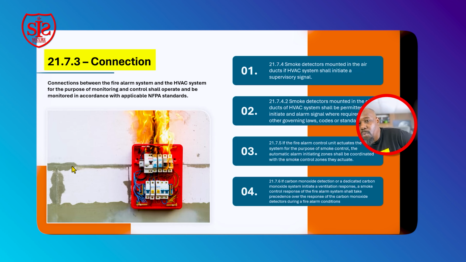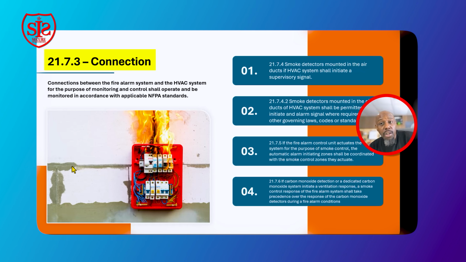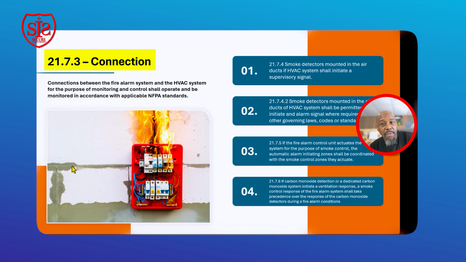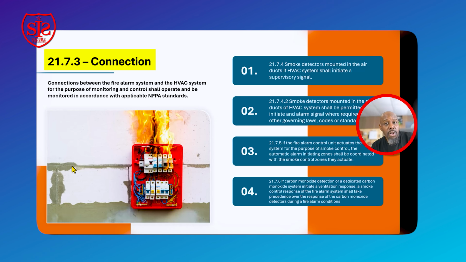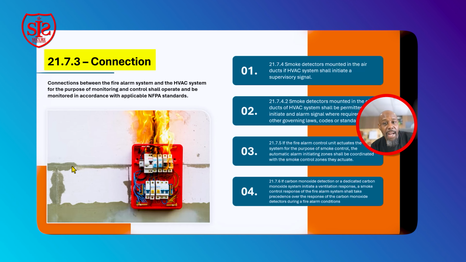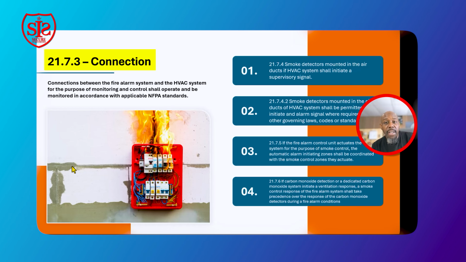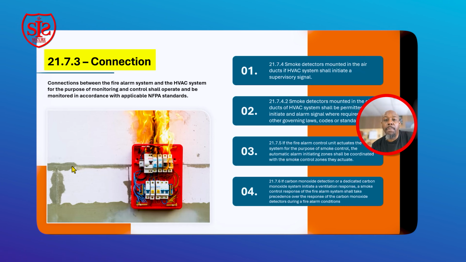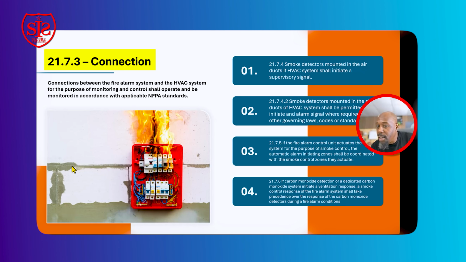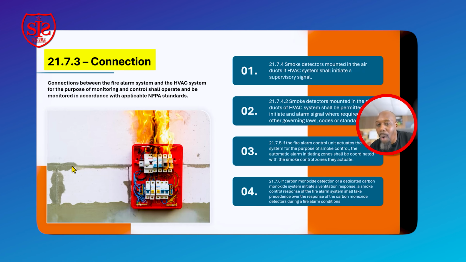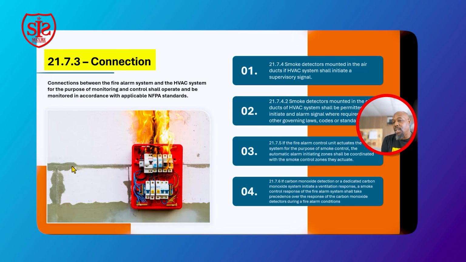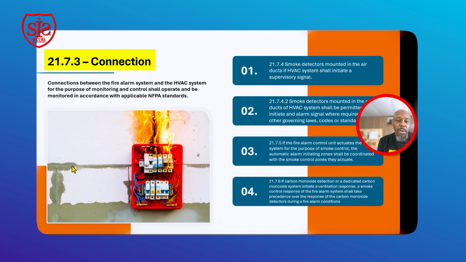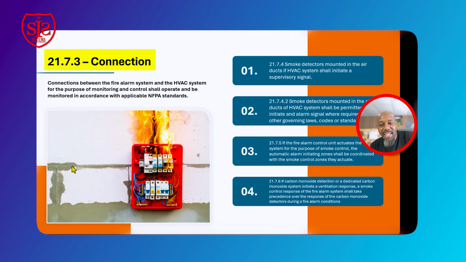So it says in 21.7.4, smoke detectors mounted in the air ducts of HVAC systems shall initiate a supervisory signal. Also in 21.7.4.2, smoke detectors mounted in the air duct of HVAC systems shall be permitted to also initiate an alarm signal where required by other governing laws, codes, or standards. So if the AHJ requires it to go into alarm, like we do in New York City, we make that point type for the duct detector alarm.